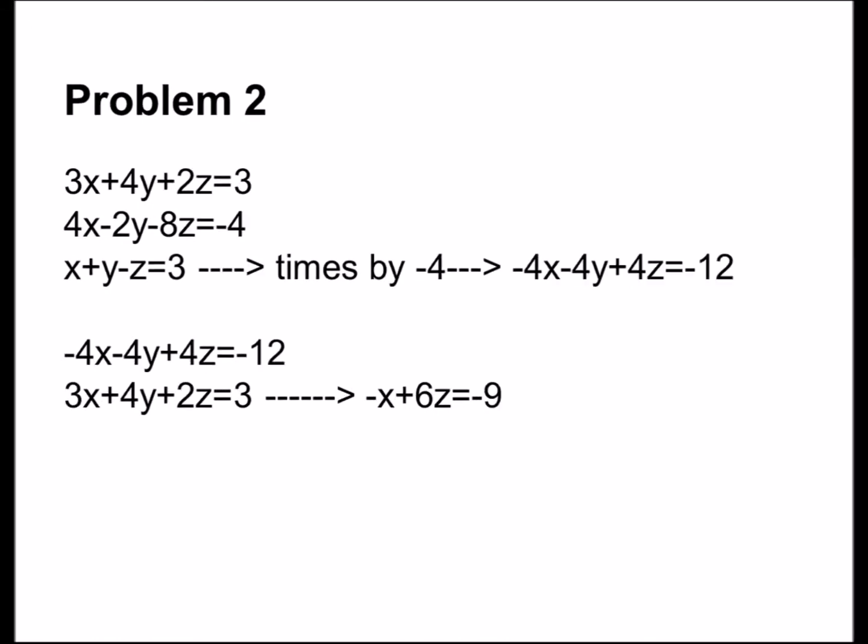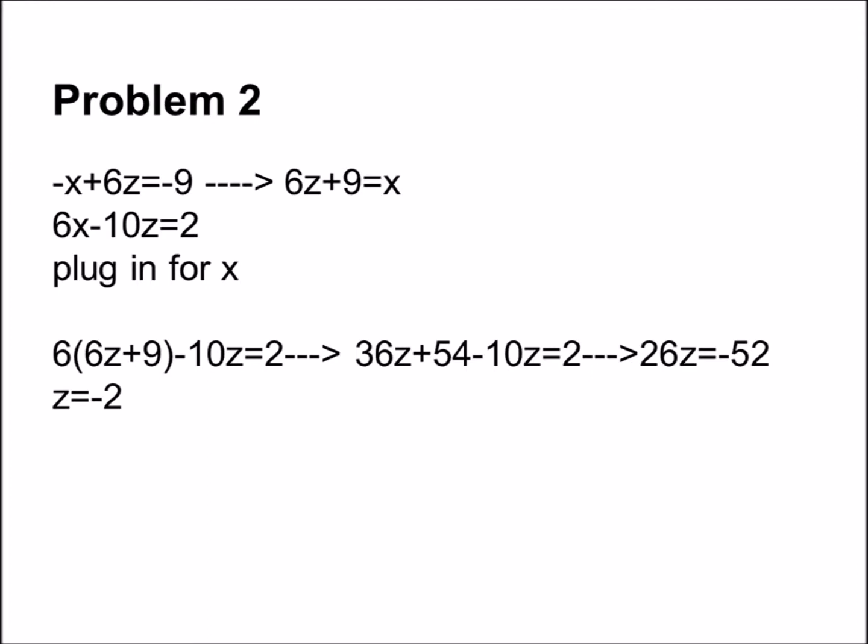The next one we're going to do is the first equation and the third equation. So you're going to multiply the third equation by negative 4. That will equal negative 4x minus 4y plus 4z equals negative 12. Then you're going to combine the first and third equation, and that will end up equaling negative x plus 6z equals negative 9. Two equations now are negative x plus 6z equals negative 9, and 6x minus 10z equals 2.